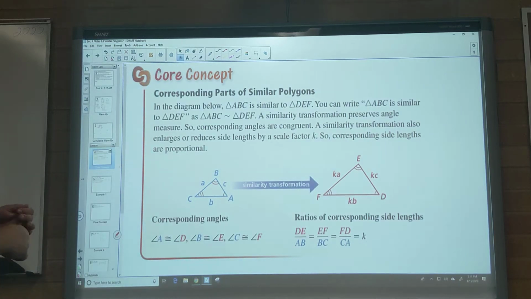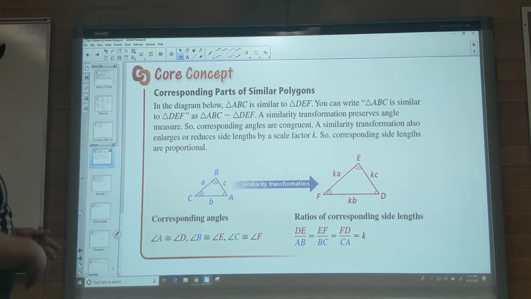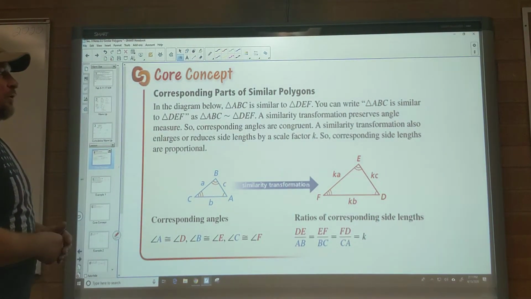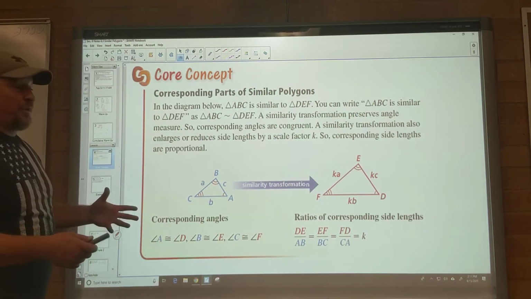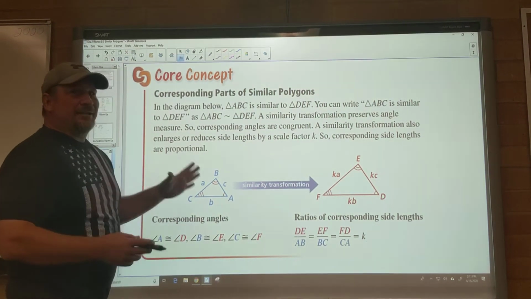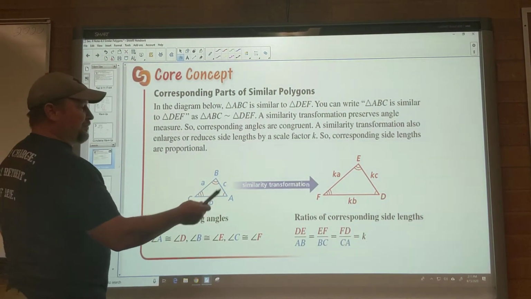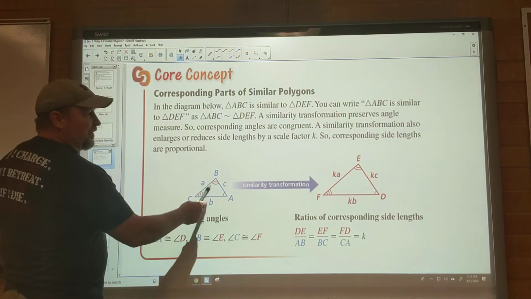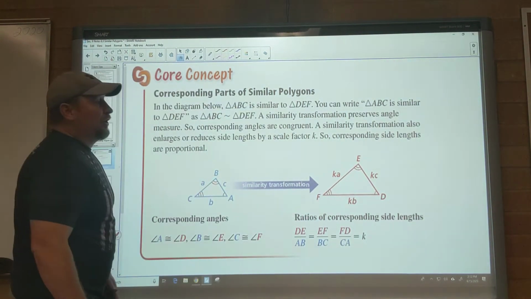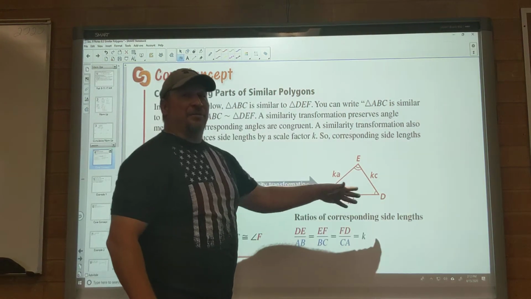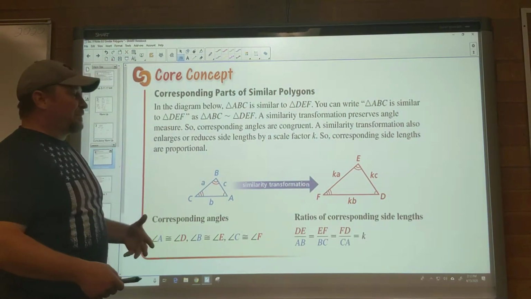Okay, we're going to move on to the lesson. This one is actually going to teach us how we can use these corresponding parts to solve problems, set things up, and go forth from there. Notice this is a dilation. This shape, smaller, went and got bigger. Notice what they used, the K value. It's the scale factor that helps us go find it.